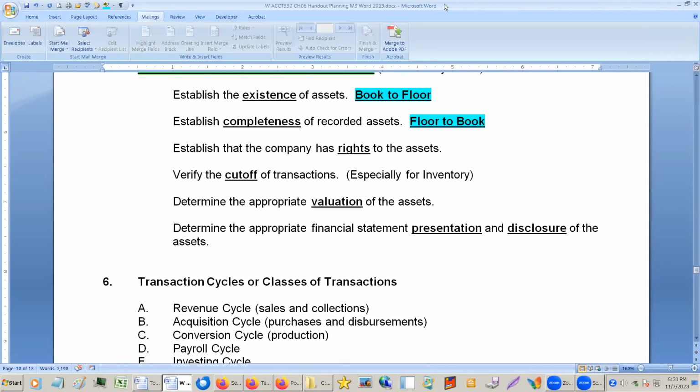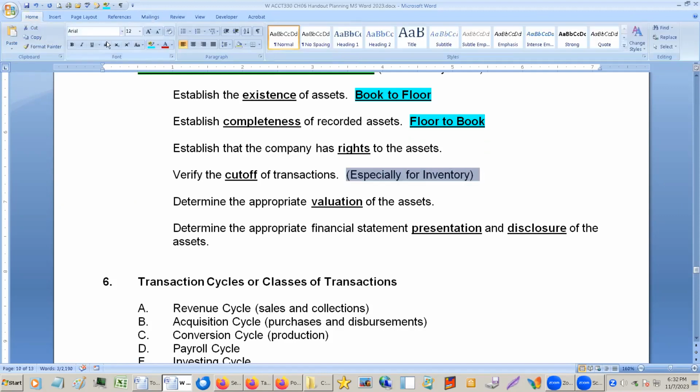So, the cutoff of transactions, notice that, and this is why inventory is such a big deal. What's the big deal about inventory? The big deal about inventory is that it's tied to sales.